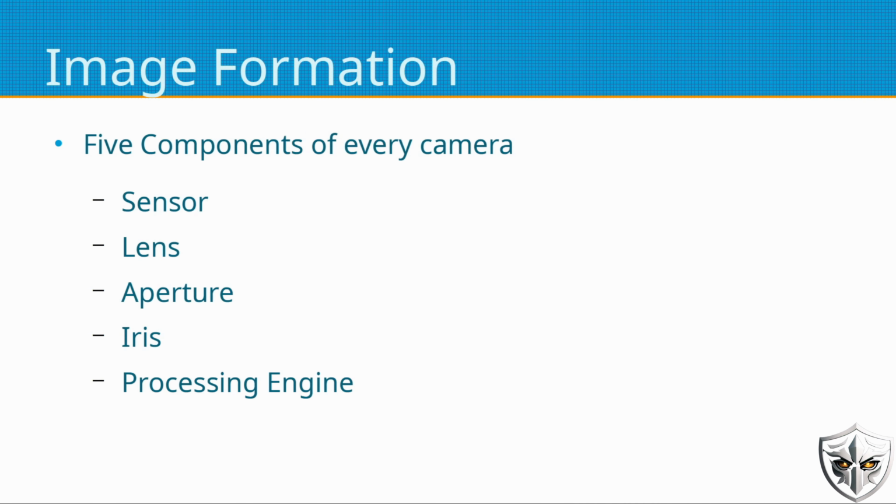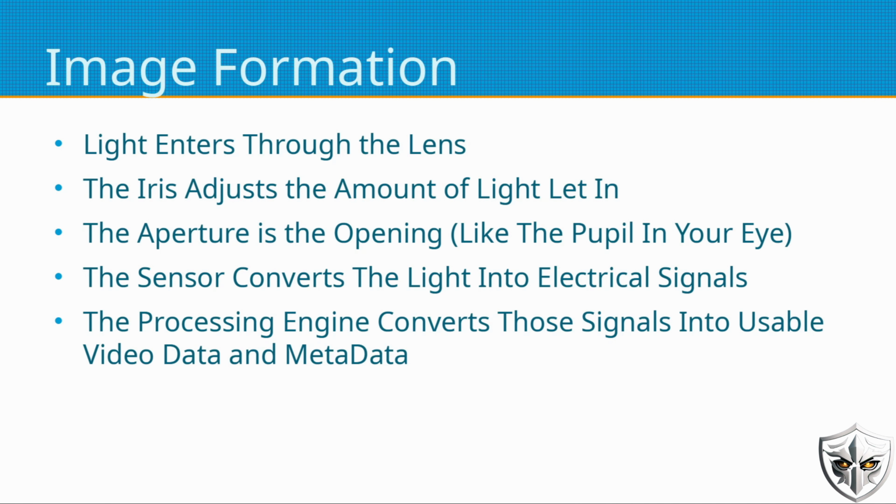So there's 5 components of every camera, and that is the sensor, the lens, the aperture, the iris, and the processing engine. You can kind of think of it like your eyeball. So light, just like with your eye, is going to enter through the lens. The quality of that glass in the lens, the size of that lens are all going to affect how much light comes in and what that field of view is.